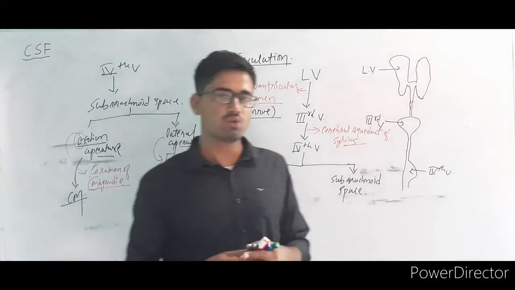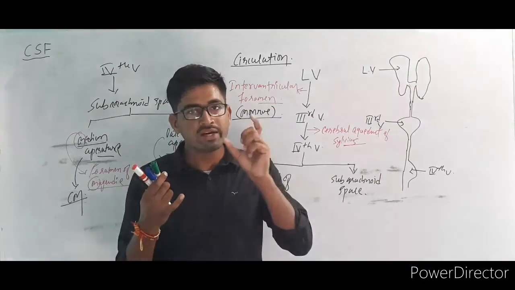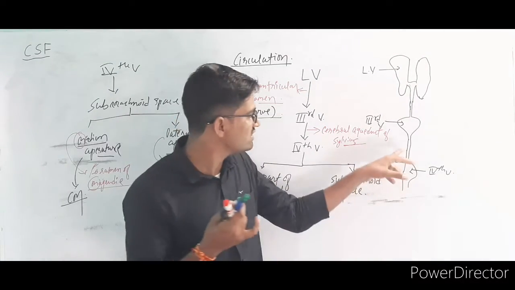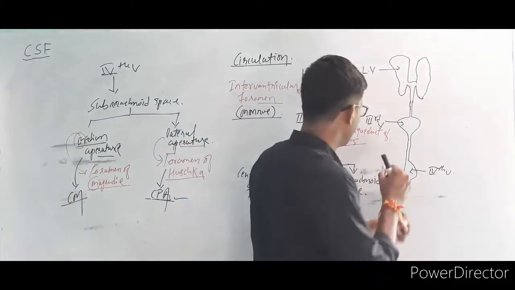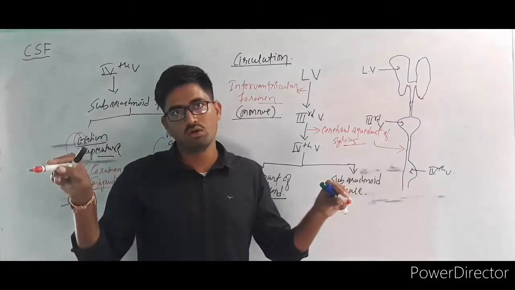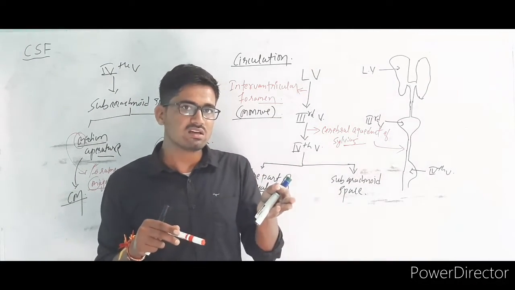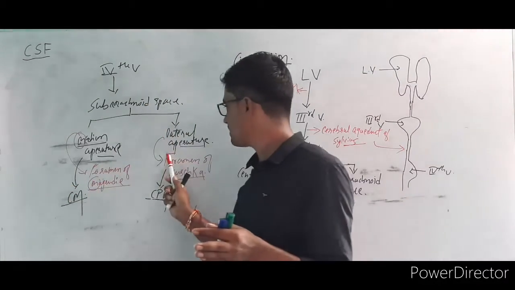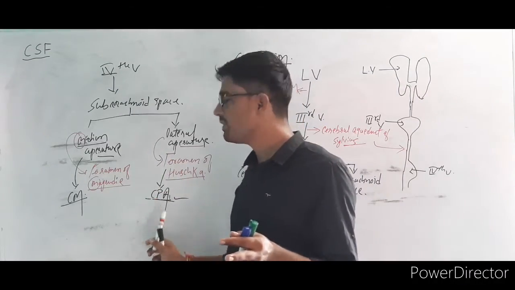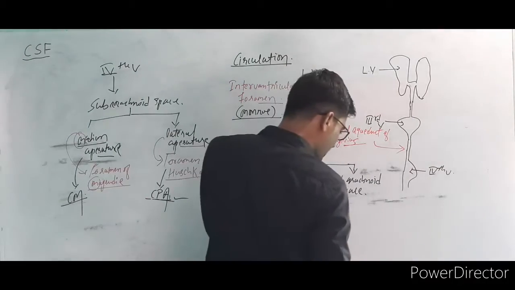Now can you tell me quickly the circulation? From the lateral ventricles, it enters the third ventricle through the interventricular foramen. From the third to the fourth ventricle, through the cerebral aqueduct. From the fourth ventricle, it goes to the central part of the spinal cord and also to the subarachnoid space through two apertures: the median aperture, M for Magendie, and the lateral aperture, the foramen of Luschka. From here, it enters into the CP angle. You have to remember this circulation. This is all about the circulation.